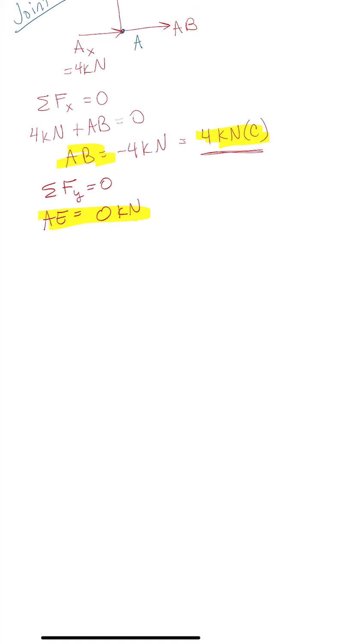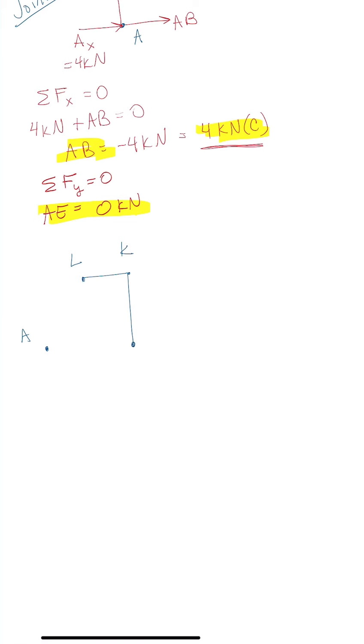So we have A, L, K, C. I'm just drawing that section. And then KJ is one of them that we would need to find. KD and CD.